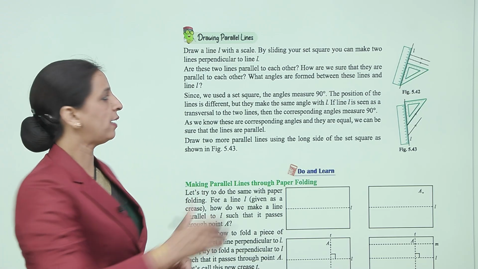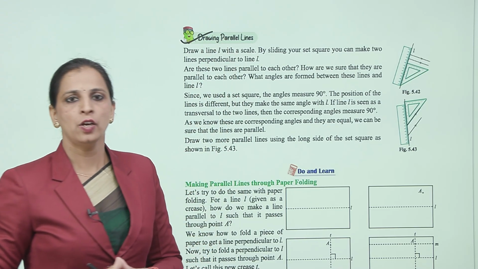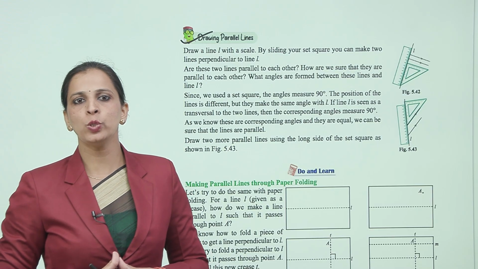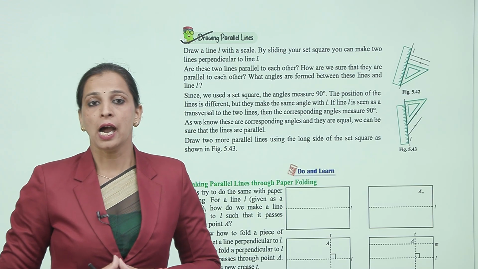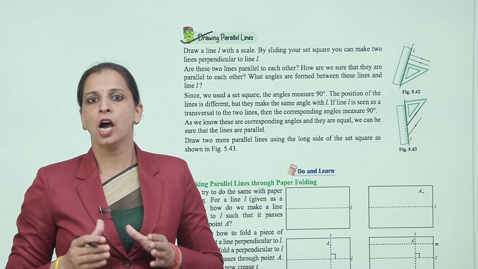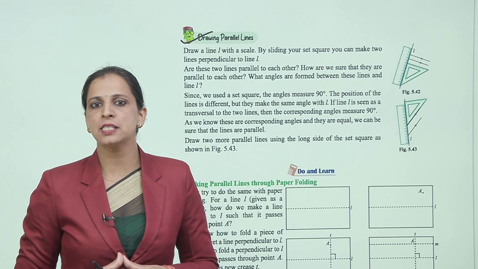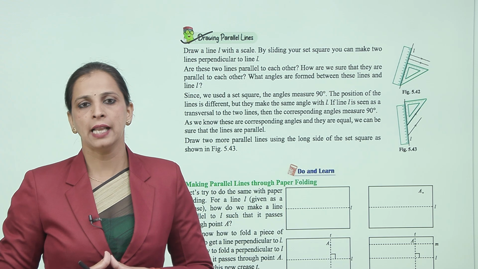Now, next is drawing parallel lines. Draw a line L with a scale. By sliding your set square, you can make two lines perpendicular to line L. Are these two lines parallel to each other? How are we sure that they are parallel to each other? What angles are formed between these lines and line L?